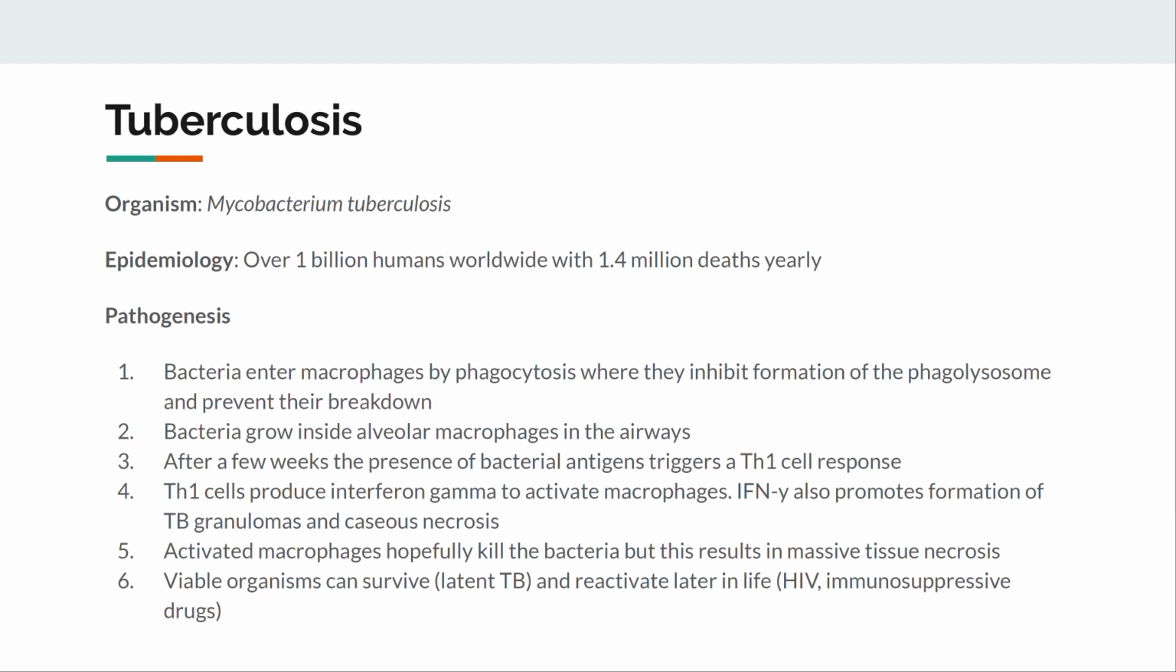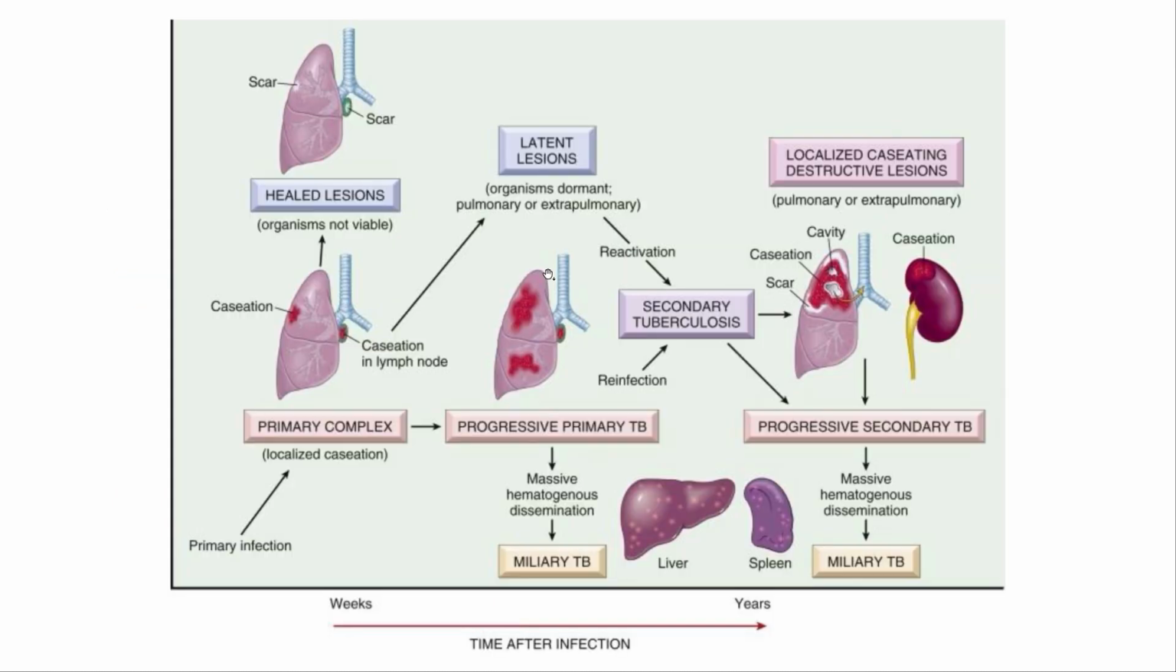Now, hopefully, those activated macrophages will do the job and destroy the bacteria, but that'll be at the cost of healthy lung tissue or other tissue if the TB has spread. But unfortunately, the TB can still survive even after this enhanced immune response. So you've destroyed your lung and you've still got the bacteria in there. And later in life, the bacteria can come out again and you'll go from latent TB to active TB, secondary. So things like HIV and immunosuppression can bring back your TB that's become latent.